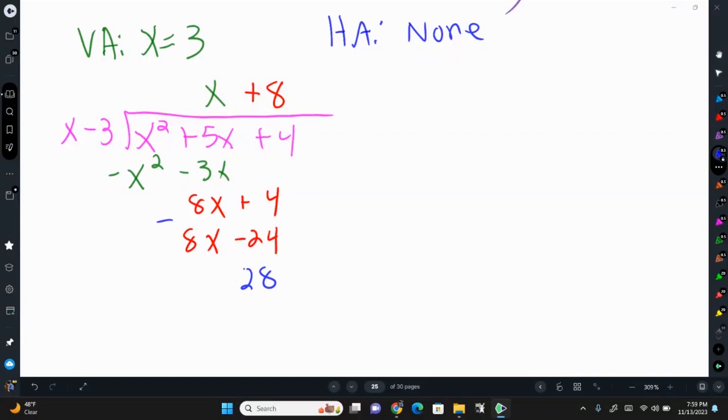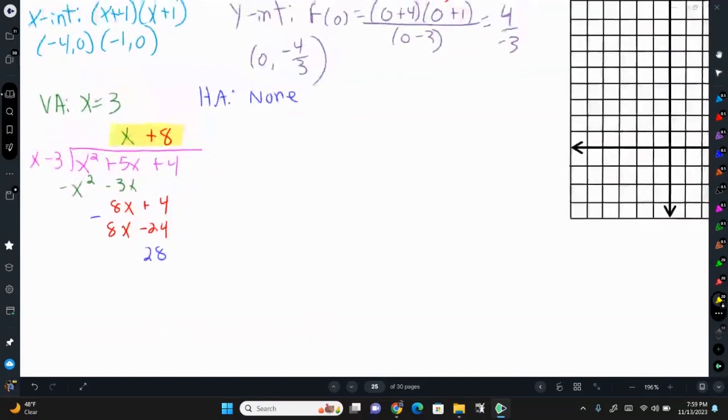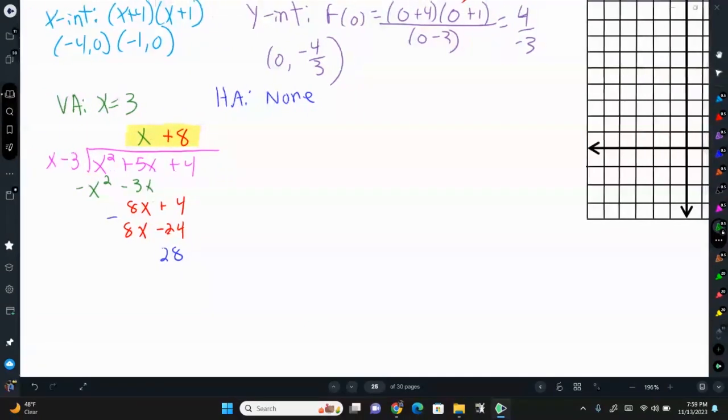Now, like I said, the remainder doesn't matter. It's this part right here. This is our oblique or slanted asymptote. All right, now we have to do the vertical behavior. So our slant asymptote is x plus 8.